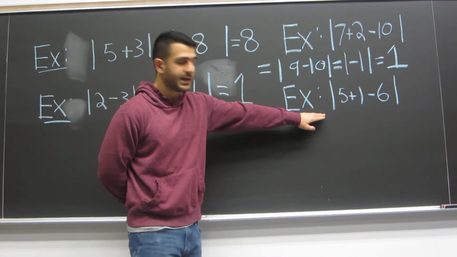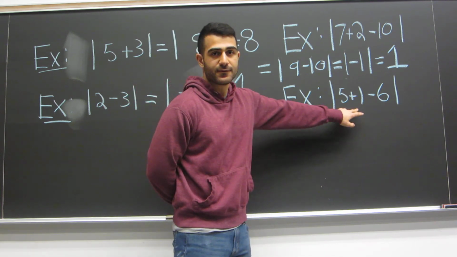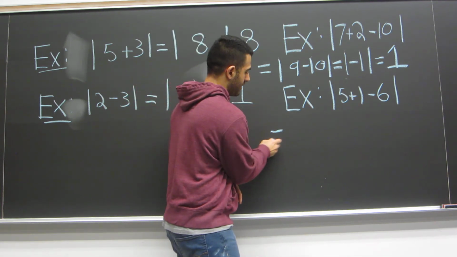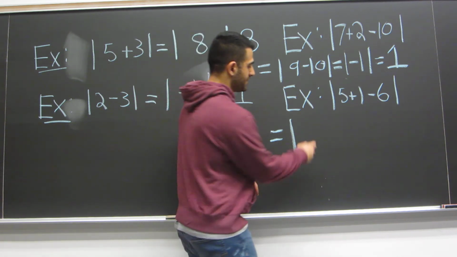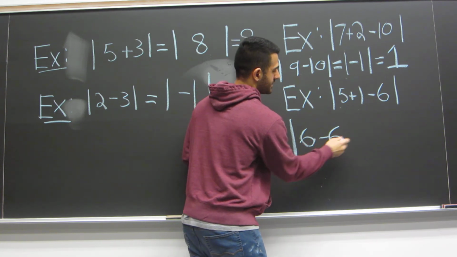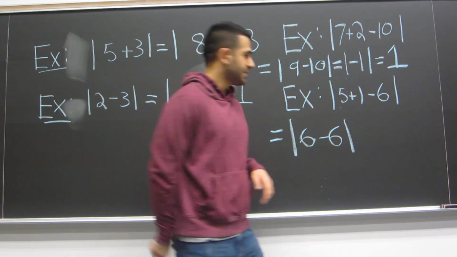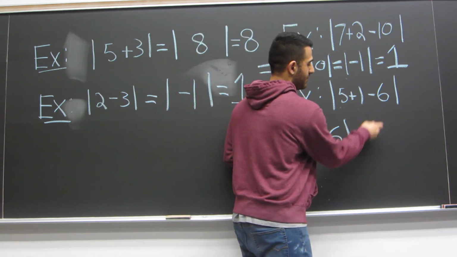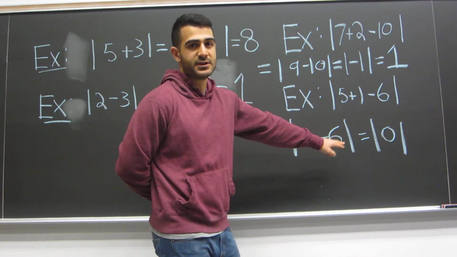Finally, looking at this example, we do the same thing. So let's evaluate the first part. So underneath, we'll keep the absolute value because we can still simplify. So we have 6, because 5 plus 1 is 6, minus 6, absolute value. What is 6 minus 6? That's 0. So again, we keep the absolute value. What is the absolute value of 0?